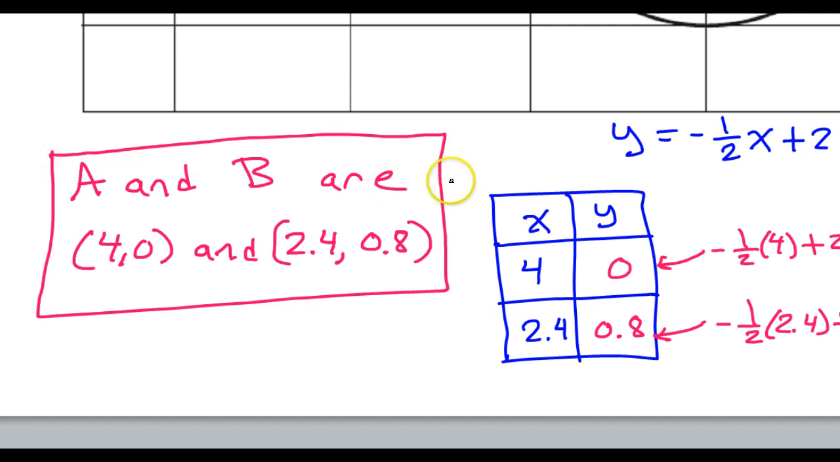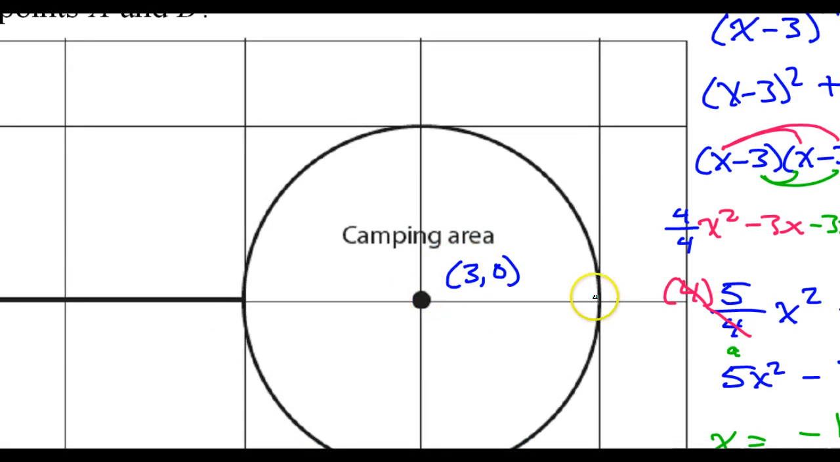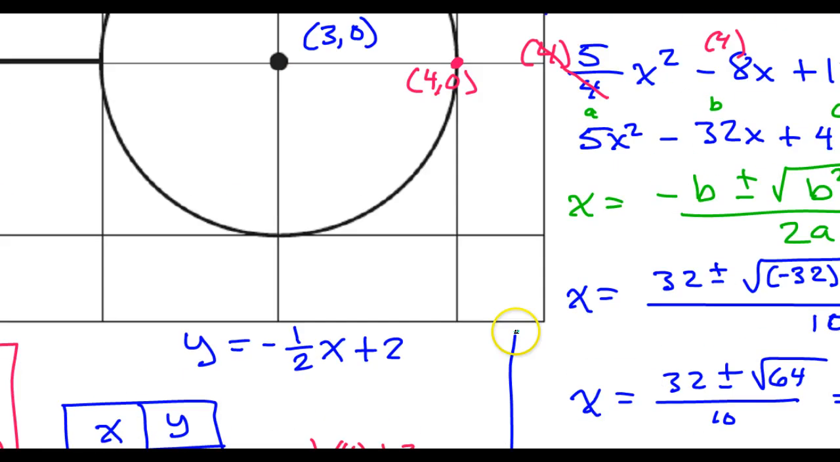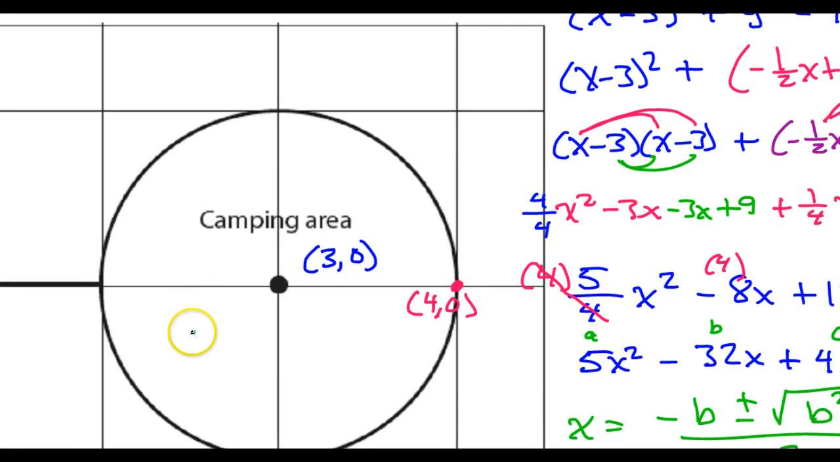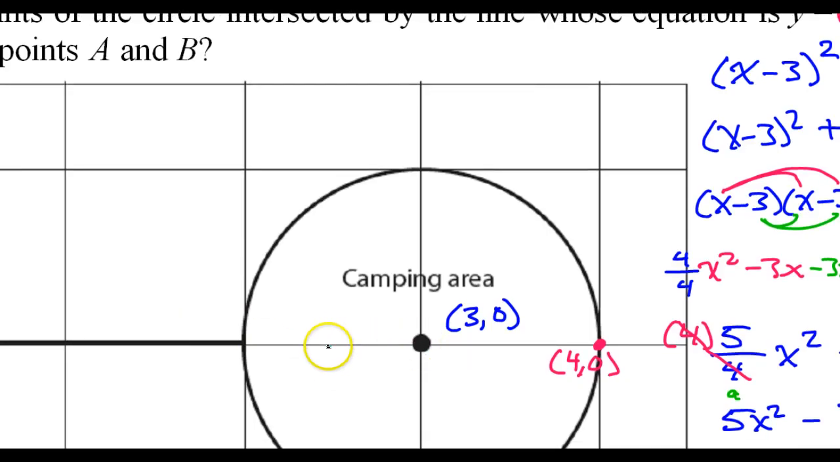Alright, let's see if this makes sense in the picture. So 4, 0, alright, so this is 3, 0, 4, 0 would be right here. Okay, 4, 0. Let's see, what else do we have? 2.4, 0.8. So this is 3, so 2.5 would be right here. So 2.4 is going to be a little bit less. Now 0.8 is almost 1. This is 1 up here. So 0.8 is close to 1.